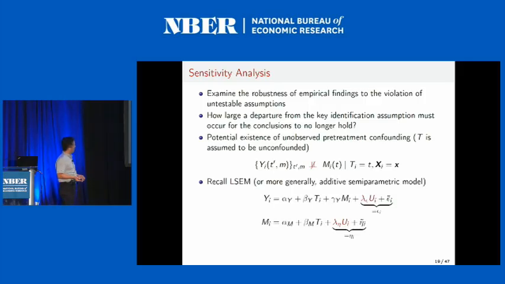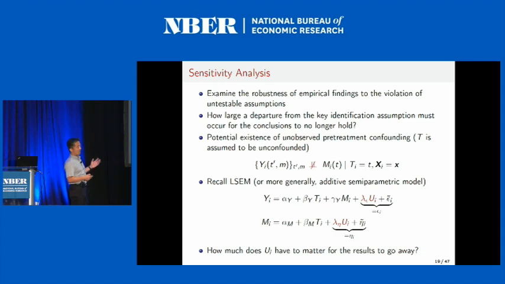So let's go back to the linear structural equation model. It doesn't have to be linear, you can make things more complicated, but I'm going to keep it simple here. Suppose that in the error term we had this unobserved confounder, u_i, and that unobserved confounder also appears in the error term of the mediator. This is the standard omitted variable bias, where the two errors get correlated because the unobserved confounder affects both the mediator and the outcome, and you have coefficients lambda in front of it. So how much does this unobserved confounder have to matter for your results to go away? That's the question.